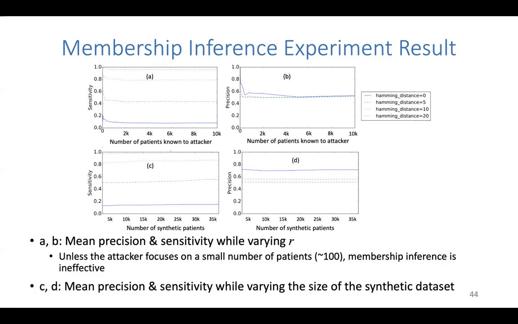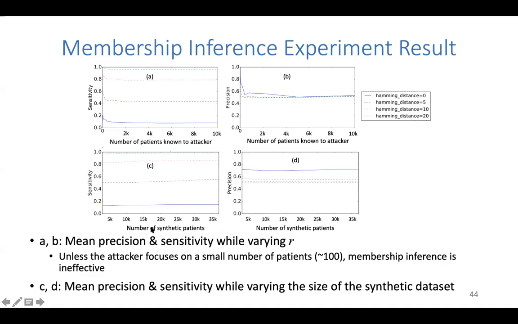So it's virtually impossible, except for the case when R is like 1 or 2. In that case, precision is pretty high, almost 80%. So you have an 80% confidence that when you, as an attacker, say that it is a match, there's an 80% chance that it is an actual real record. But except for those cases, if you have increasingly larger knowledge of the patients, then it's virtually impossible to tell which is fake and which is real.